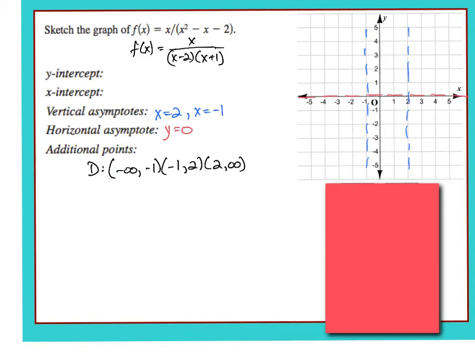Now let's do our x and y intercepts, or our y and x intercepts. So if we substitute in 0 for x, what would we get? What do I get up top? I get 0 over -2, right? So I get 0 over -2, which is still 0. All right, so I get my y-intercept of 0, comma 0.